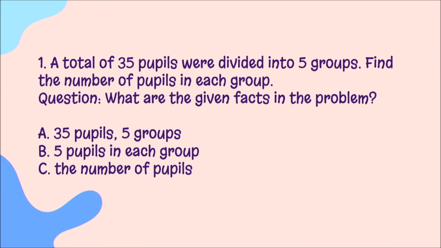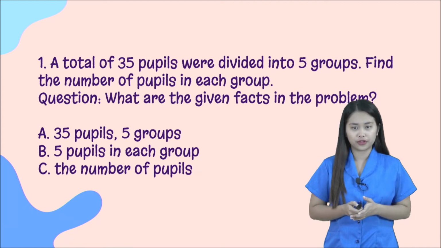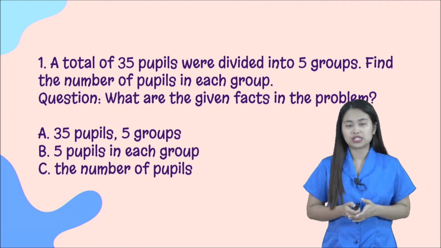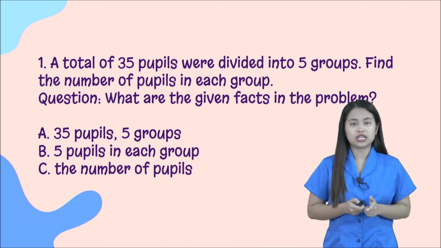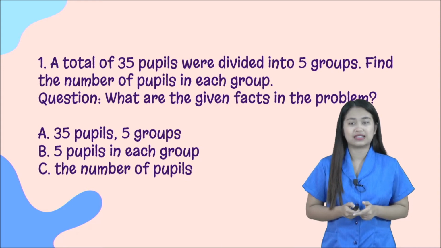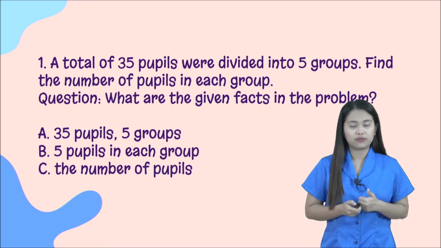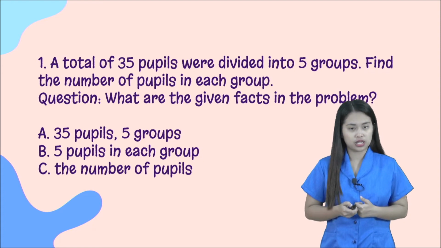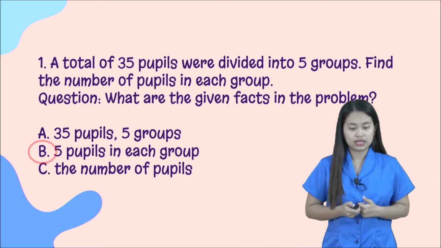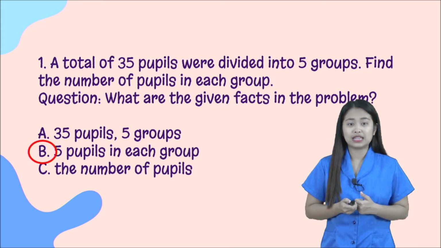Now, next activity, number 1, a total of 35 pupils were divided into 5 groups. Find the number of pupils in each group. The question is, what are the given facts in the problem? So we have to find all the numbers that were given. Is it A, 35 pupils and 5 groups? Letter B, 5 pupils in each group, or letter C, the number of pupils? It is 5 pupils in each group.